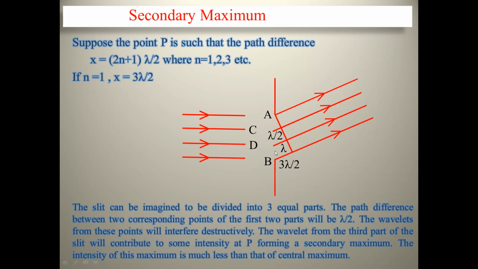But the waves from the third part of the slit, that is DB, will contribute to some intensity at P, and that gives rise to the secondary maximum. But the intensity of the secondary maximum will be less than the central maximum, because the waves from only 1/3 region of the slit will contribute to the intensity.